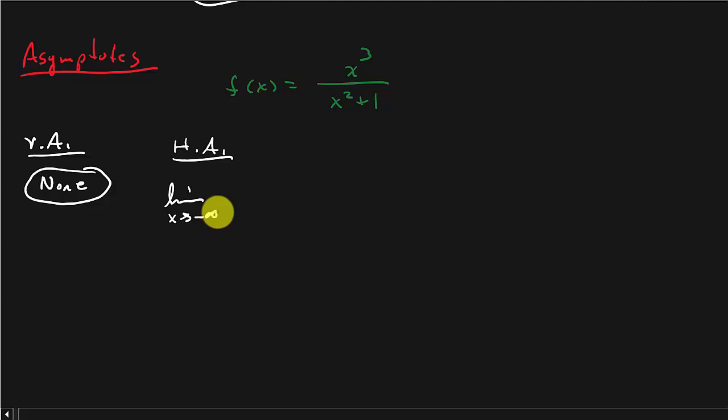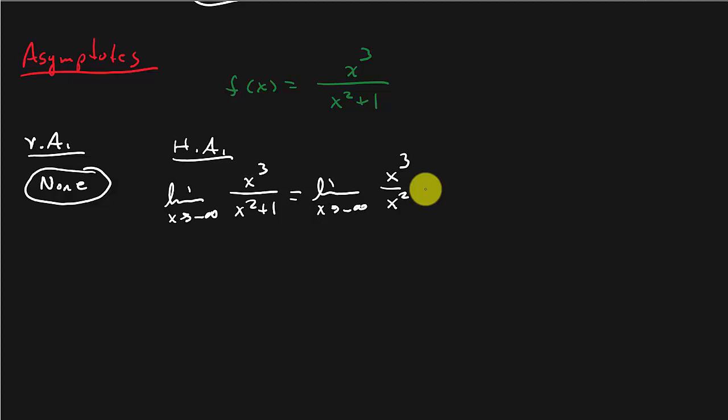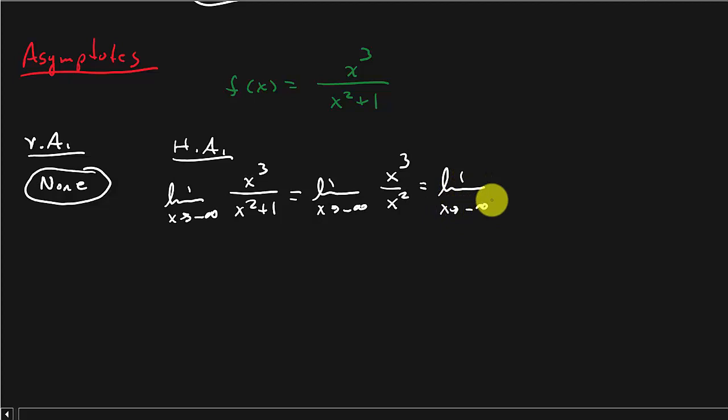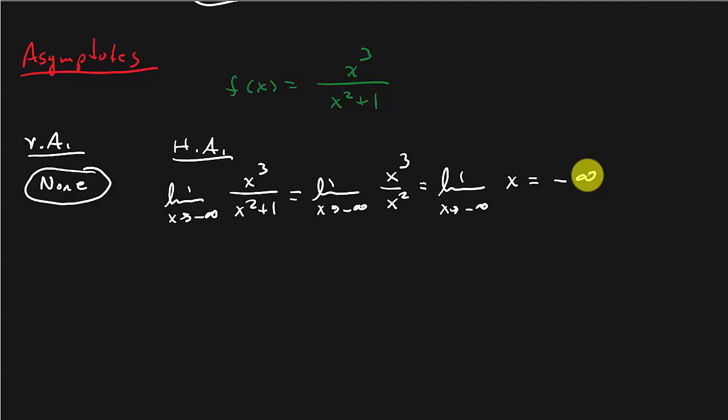So the limit as x goes to negative infinity. Remember, we take the limit as x goes to infinity and x goes to negative infinity of x cubed over x squared plus 1. So that's the limit as x goes to negative infinity of x cubed over x squared. Remember, keep the largest exponent from the numerator and denominator. I've got a video, finding limits at infinity. Look at that, I go into a lot more detail. And then we've got the limit as x goes to negative infinity of x, which is negative infinity. So we can see there's not a horizontal asymptote as we go to negative infinity.